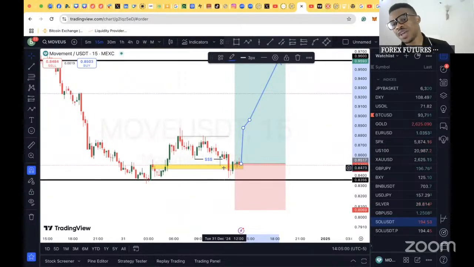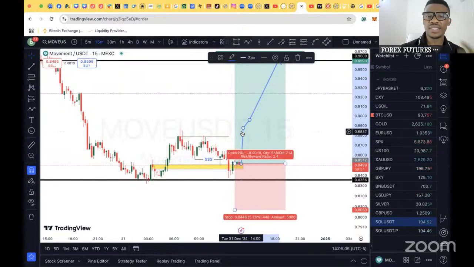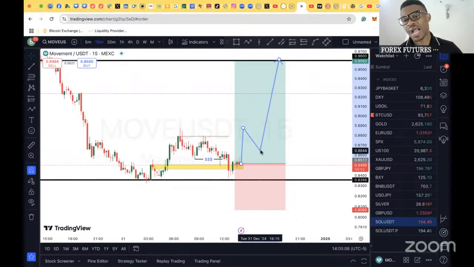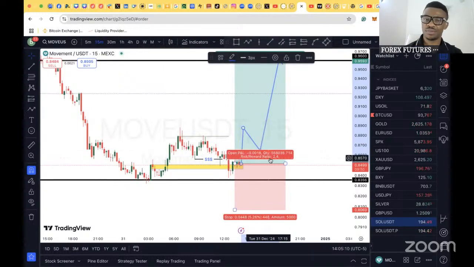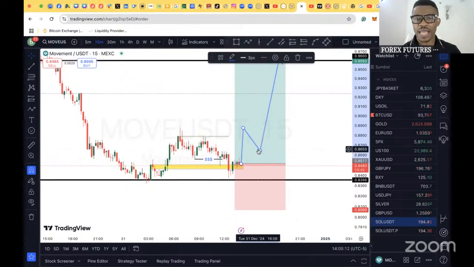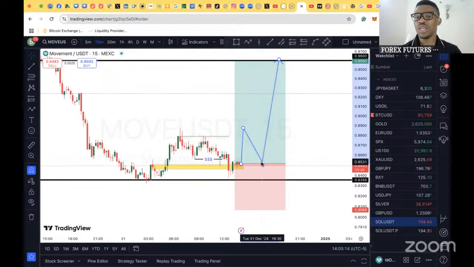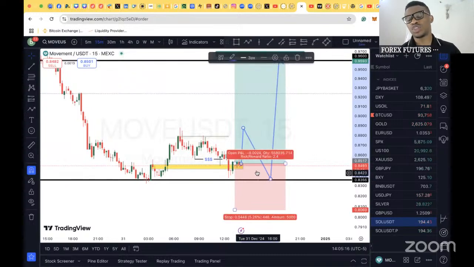It pulls back to the OTE area. Look for an entry on M15, M30. Enter that trade. When it goes to TP1, take some profit. When it pulls back, load in another entry. If it pulls back again, load in another entry. If it pulls back and closes below this support, close all your position.